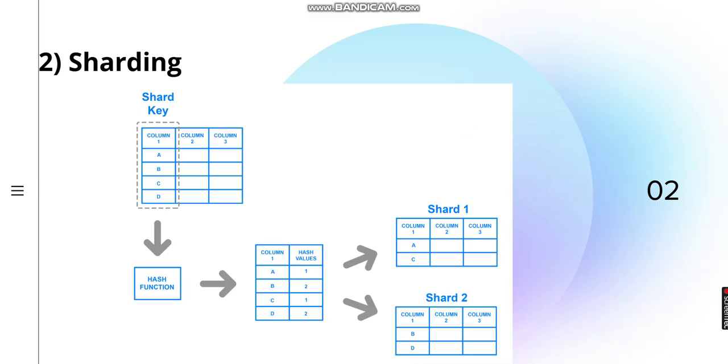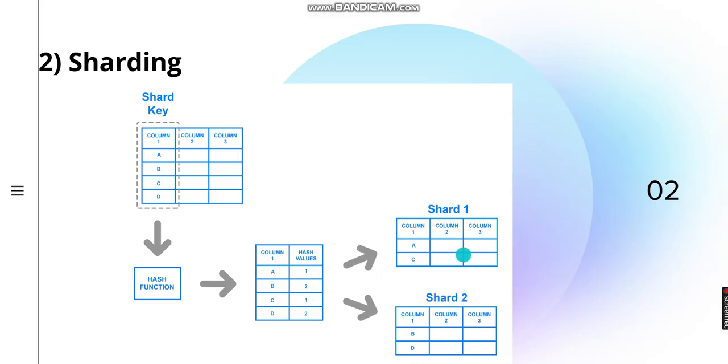So what is sharding? Instead of keeping the whole database in one place, we split the database into smaller, more manageable pieces and distribute them across multiple servers. That is what is called sharding: our database is split into smaller, manageable pieces. How it works is, we divide our database into smaller parts called shards. So here we have shard 1 and shard 2.